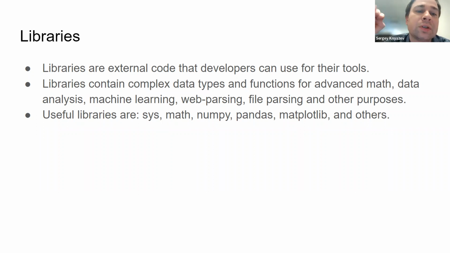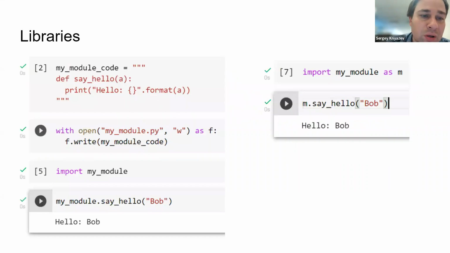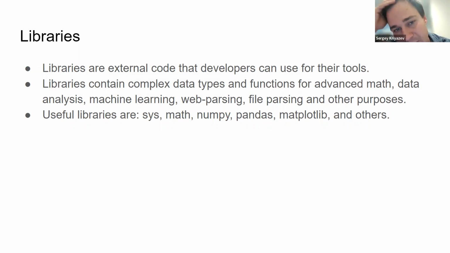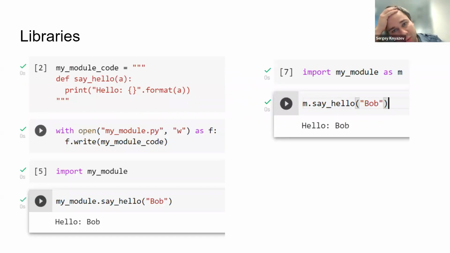What is good about libraries is that they already contain complex data types, functions for advanced mathematics, for data analysis, for machine learning, for web parsing, actually for everything that a computer does for us. There are some useful libraries such as sys, math, NumPy, pandas, matplotlib. So you can Google any of them and read about them. Okay. So we can even create our own modules or our own libraries.